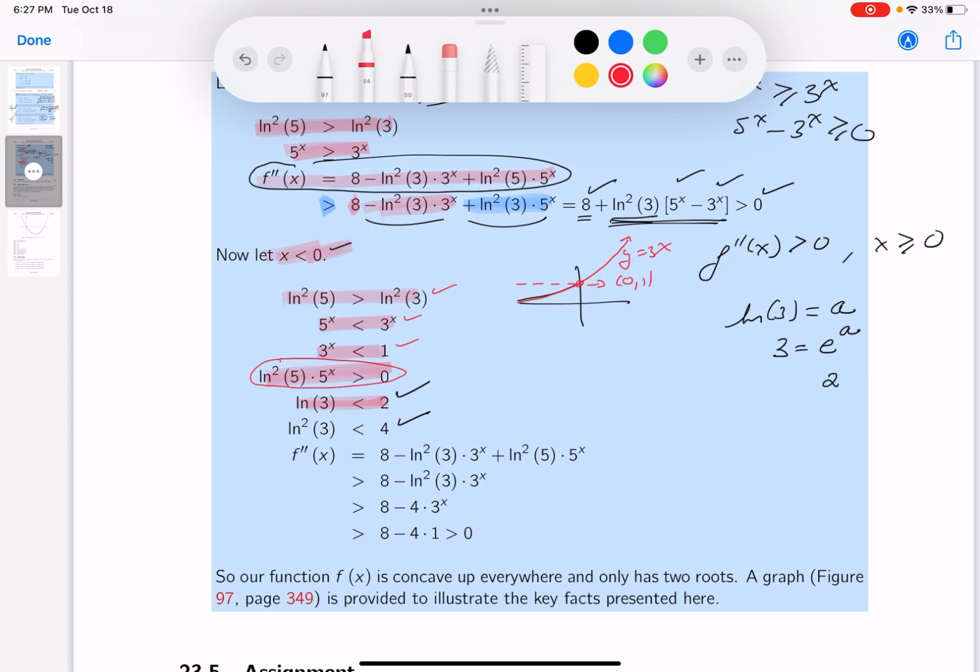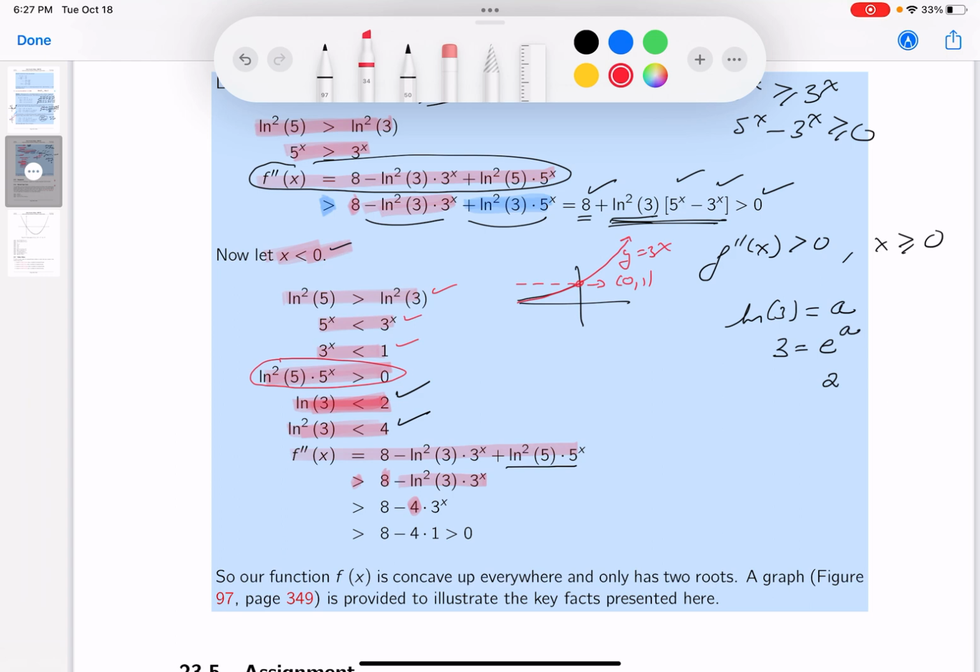Now we need all those facts to do this over here. All right, let's go through it. So I get 8 minus, and someone says, what happened to this term over here? Well, this is some positive number. So clearly it's greater than. Then I start looking at this ln squared 3 over here, and then I write down, it's squared, it's the 4, right? And 4 is bigger than that, right?